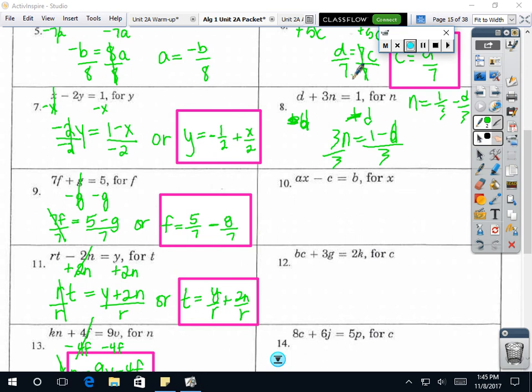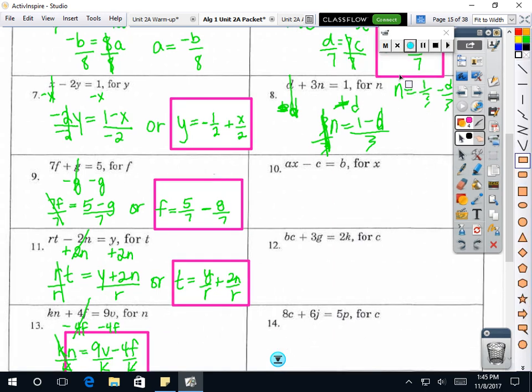Okay, the first thing he did was move the d by subtracting it, and then it became 1 minus d because you can't actually combine them, okay? Then he divided by 3 to get it away from the n, and he ended up with 1 minus d over 3, and then he went ahead and separated it into n equals 1/3 minus d over 3, so that is correct.